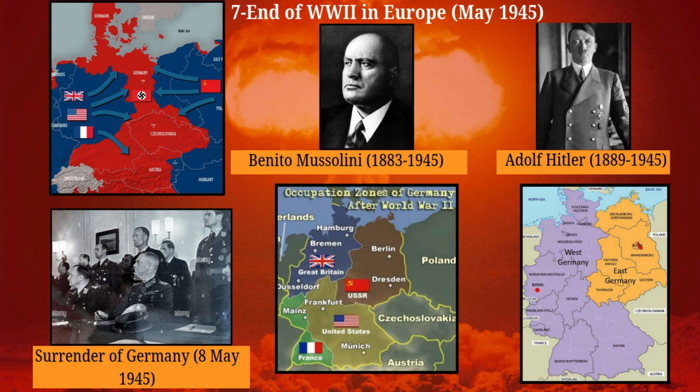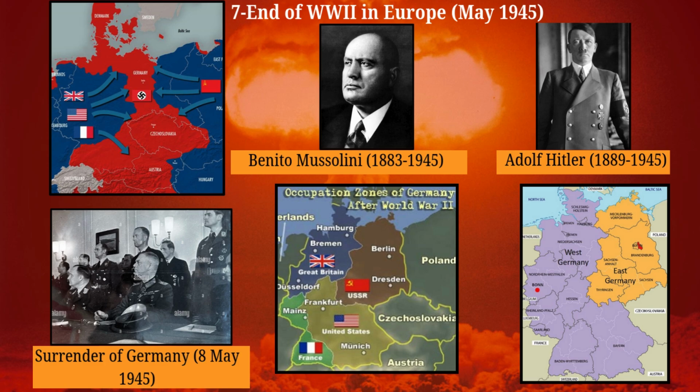With Hitler dead, the Germans had to surrender on 8th May, which marked the end of World War II in Europe. Thereafter, Germany was divided into 4 occupation zones between the French, British, Americans, and Soviets.